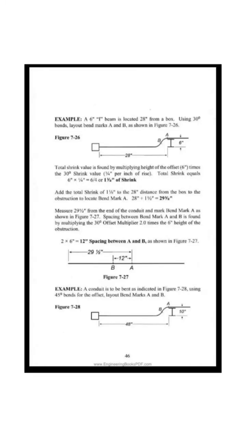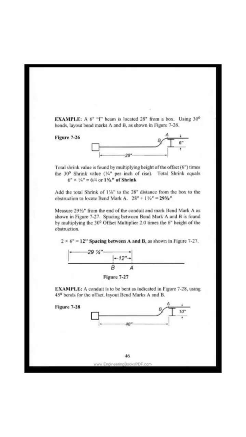Example. A 6 inch I-beam is located 28 inches from a box. Using 30 degree bends, lay out bend marks A and B, as shown in Figure 7-26. Total shrink value is found by multiplying the height of the offset, 6 inches, times the 30 degree shrink value, 1/4 per inch of rise. Total shrink equals 6 inches times 1/4, equals 6/4 or 1½ inches of shrink.